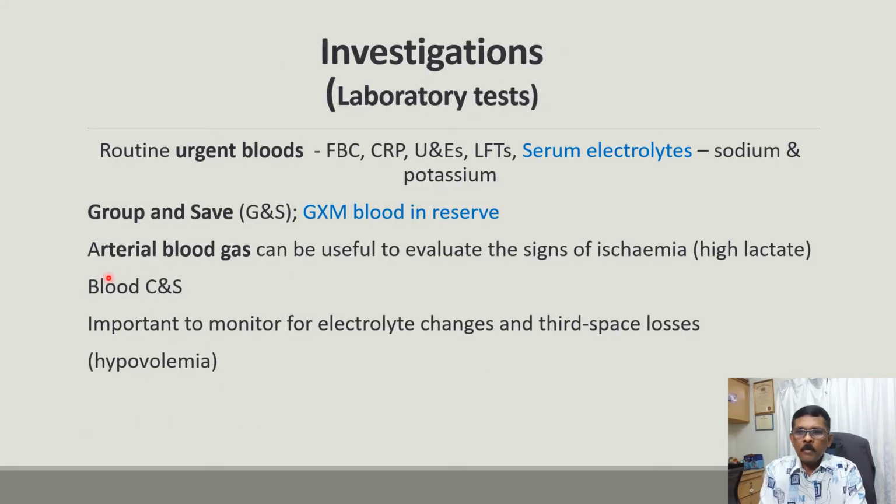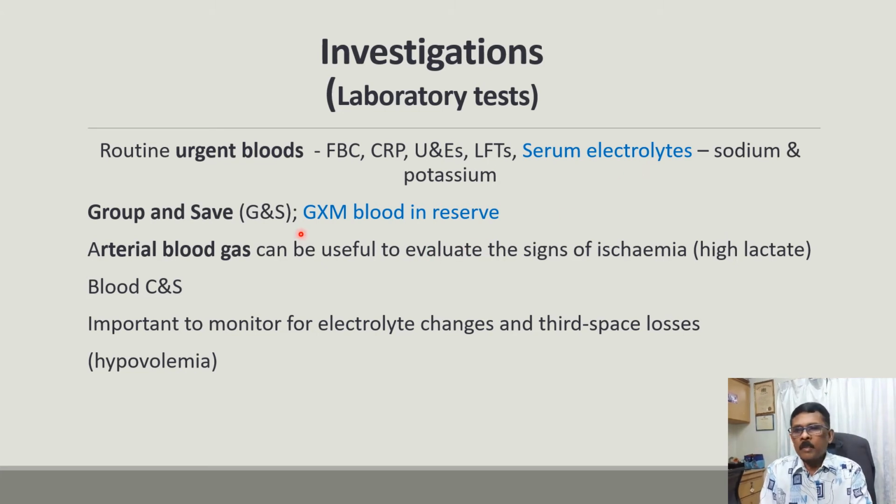Okay, what are the investigations you would like to do for these patients? There should be urgent blood investigations: FBC, CRP, renal and liver function tests, and special mention must be made of serum electrolytes. Okay, serum electrolytes must be done and monitored regularly because sodium and potassium tend to be low, and these must be replaced with the fluid that you are giving the patient.